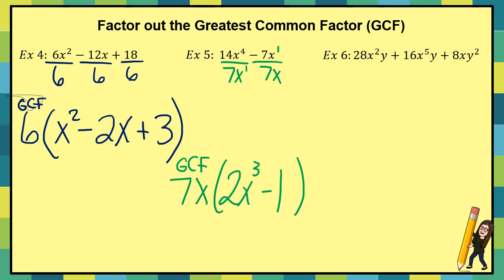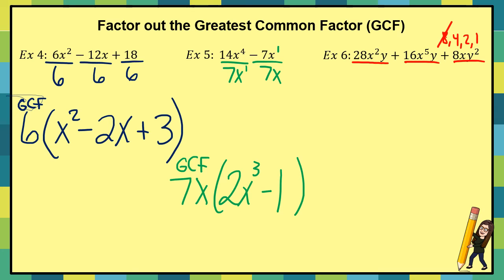And the third example, or example 6 that I have here, look at this. I actually have 3 terms. So numbers first, 28, 16, and 8. I always start with the smallest number. Let's see, 8 fits into 8, 16, ooh, but not 28. So I'm thinking of all these factors of 8. So 8, 4, 2, 1. I want the greatest, so 8 didn't work.